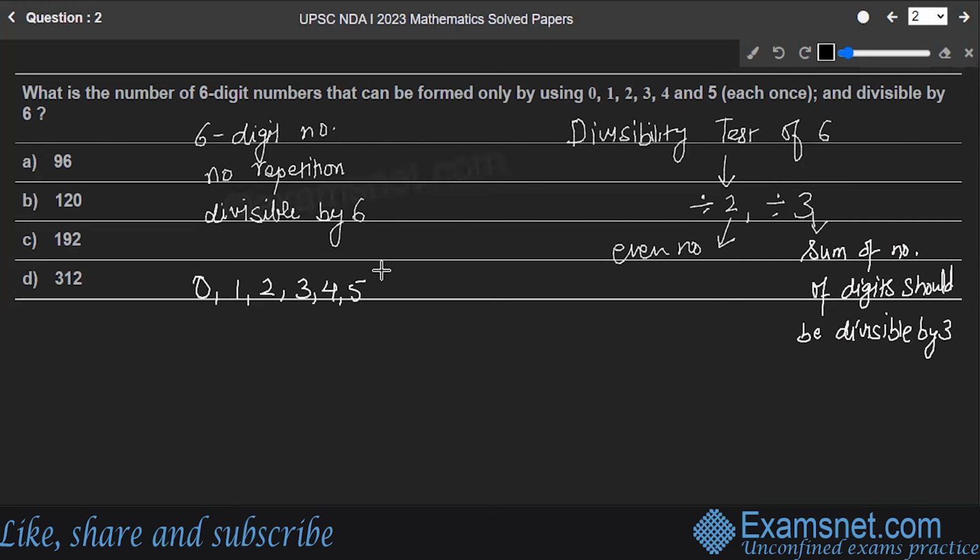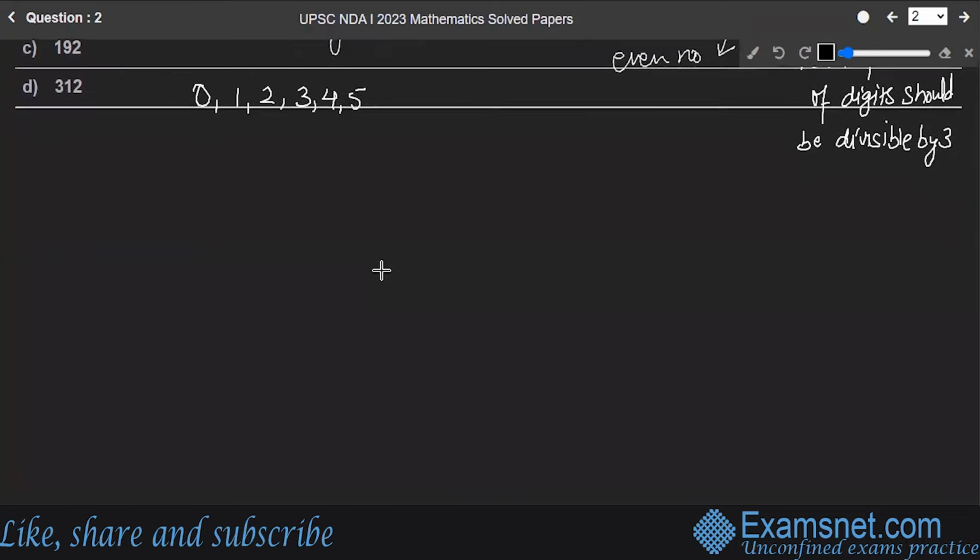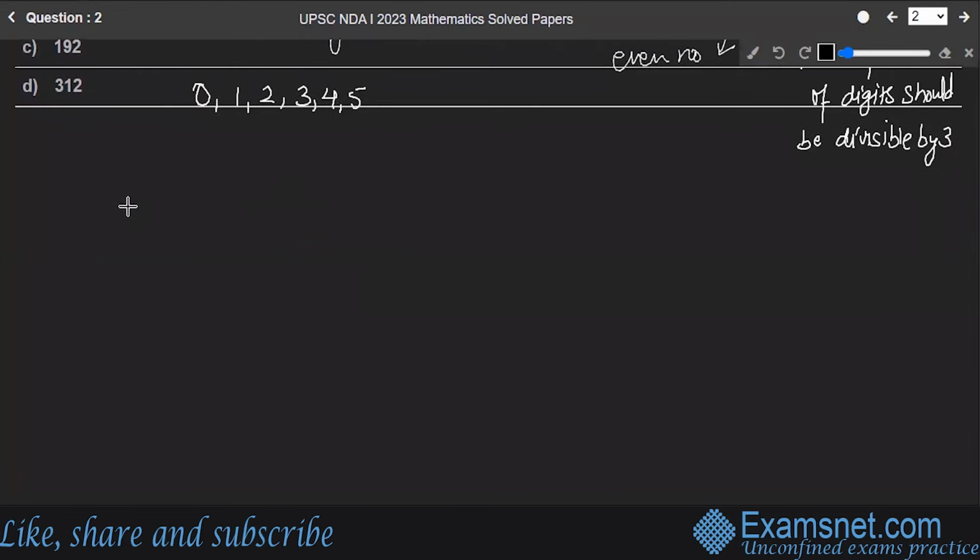That means, see, I'm having 6 places: 1, 2, 3, 4, 5, 6. That means the ones place can have either a 0 or a 2 or a 4. So these 3 things are allowed over here, right? So let's go with each one.